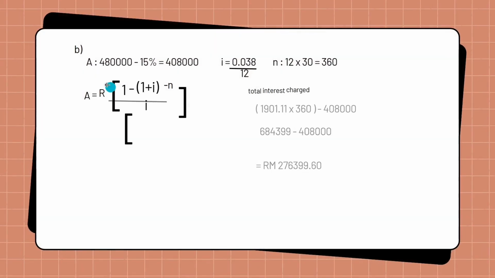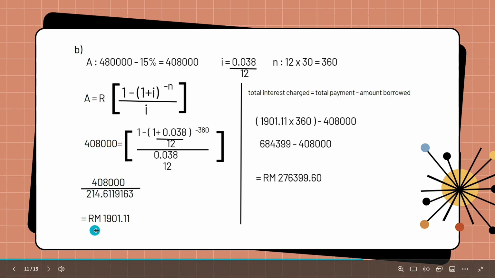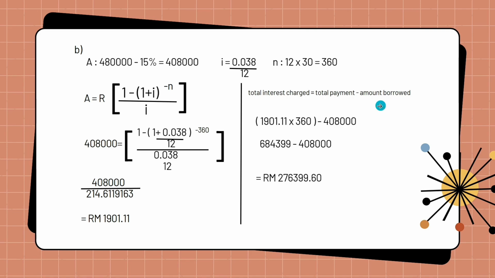To start off the question, we need to find the remaining price for the condo after the down payment. We do it by having the cost minus the down payment, which is 15%. We will then get 408,000 as the A. We also have i equal to 0.038 over 12, n equal to 360. After solving it, we will get the answer, which is RM 1,901.11. Then, to find the total interest charge, we must deduct the amount borrowed from the total payment. The answer is RM 276,399.60.